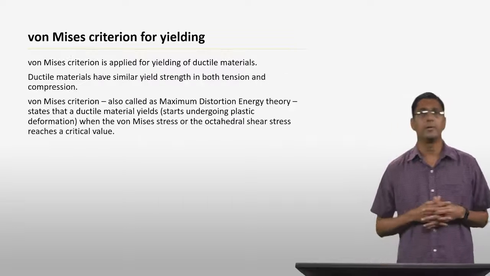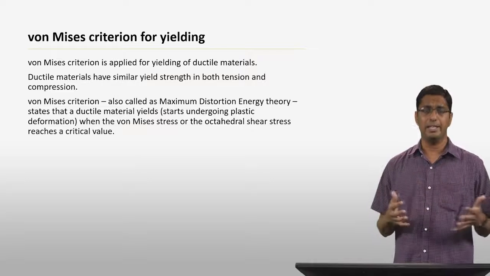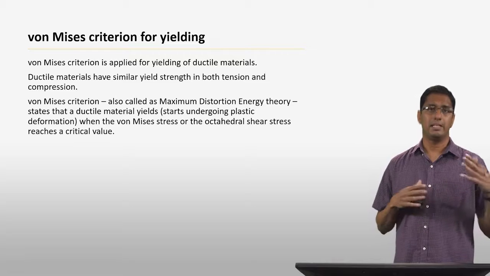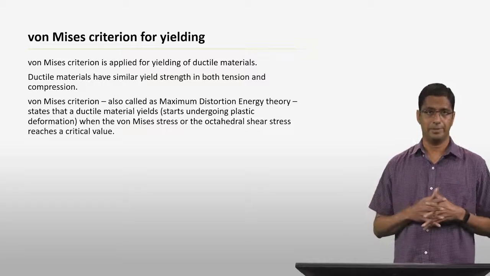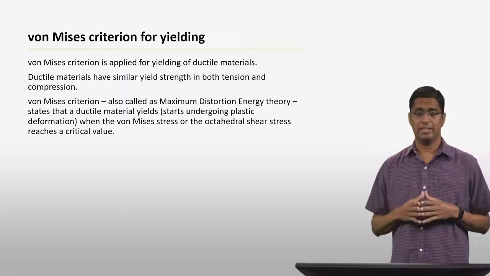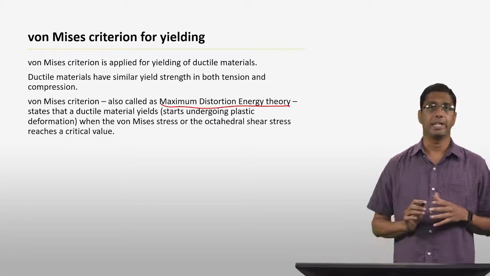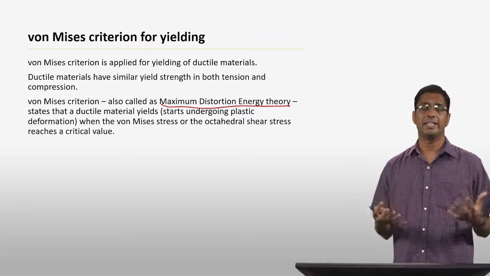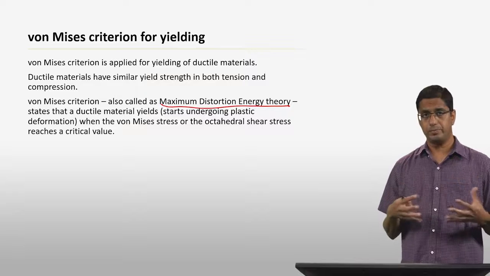Okay, so let's think about what the von Mises criterion for yielding is. Again, as I told you, it is applied for the yielding of ductile materials. One of the things that you must keep in mind is that ductile materials have similar yield strengths in both tension and compression. So what does this von Mises criterion actually say? It is also called the maximum distortion energy theory. It's another name for the von Mises criterion because this criterion is derived from calculating what is called the distortion energy of the material.